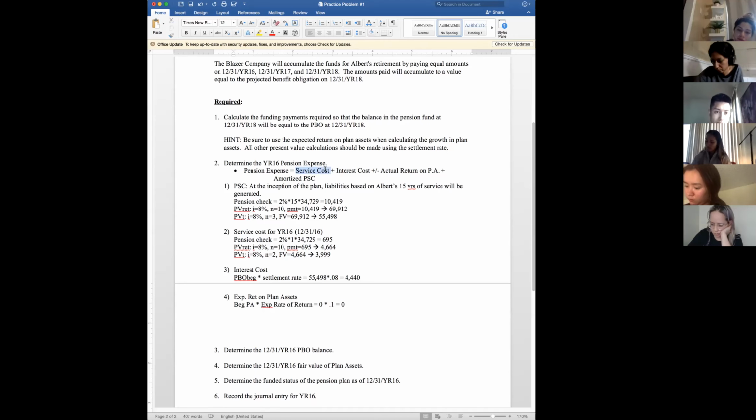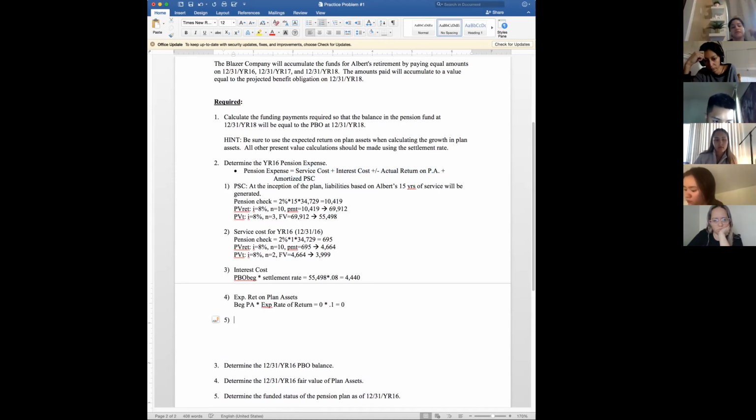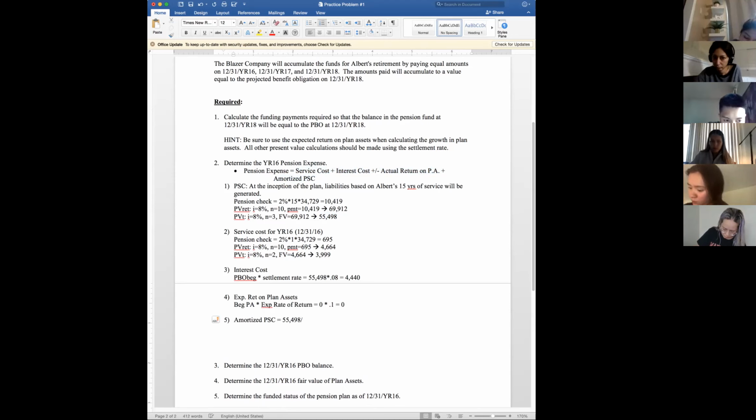So we calculated the service cost, interest cost, and return on plan asset. The last thing that goes into the pension expense is the amortized prior service cost. For the 15 years of service, we calculated the prior service cost to be $55,498. So for the amortized prior service cost, take the total prior service cost, $55,498, divided by the average remaining service years.